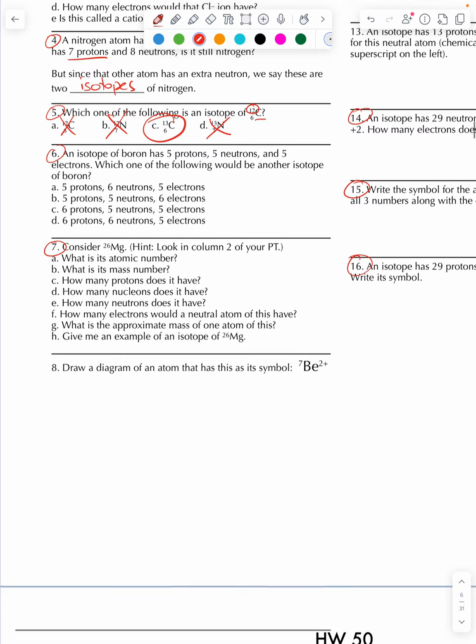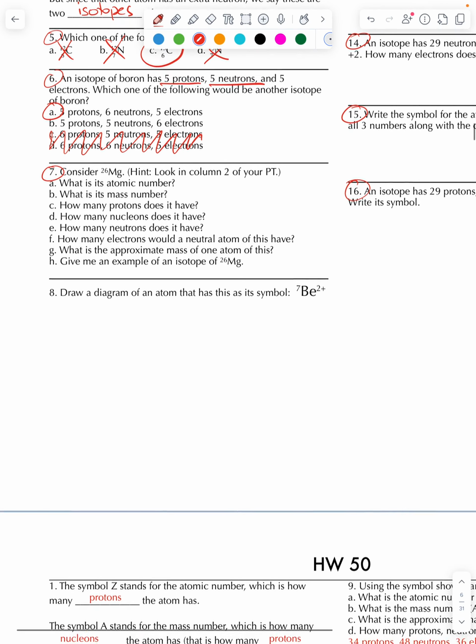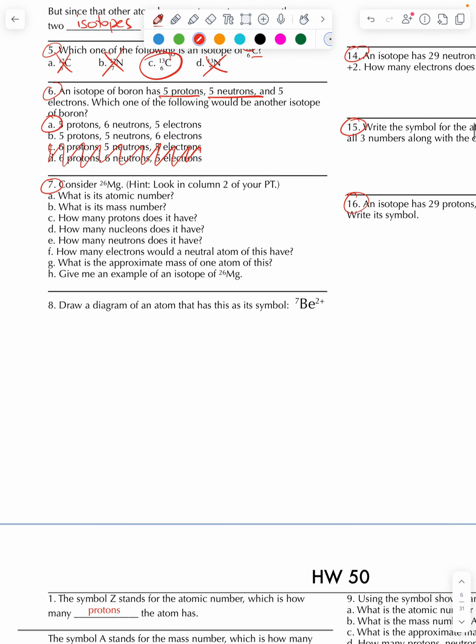Question 6: an isotope of boron has 5 protons, 5 neutrons, and 5 electrons. Which would be another isotope? Well, it has to have 5 protons. It has to be the same element, so that cancels those two. It's kind of like the previous question. But this one had 5 neutrons, so we need to find something with a different number of neutrons, and that's A.